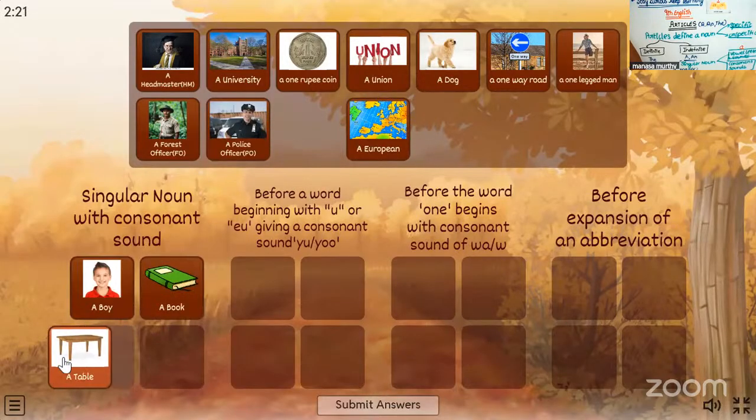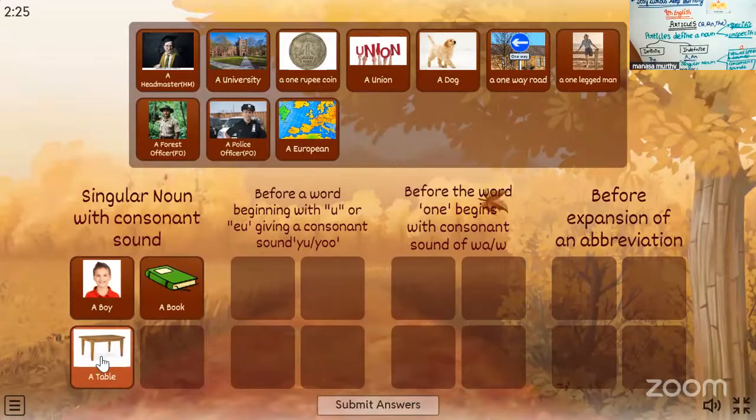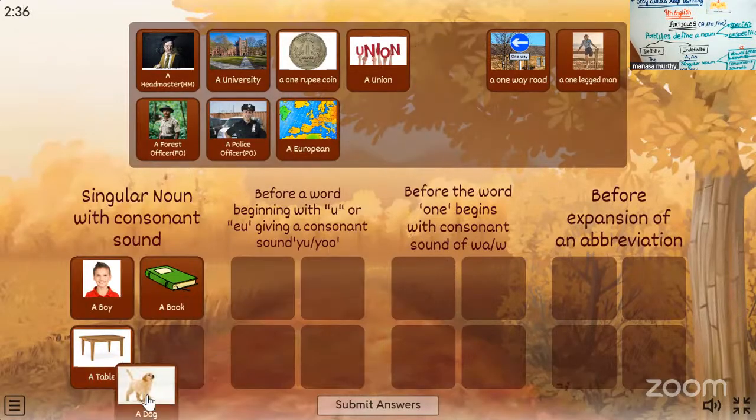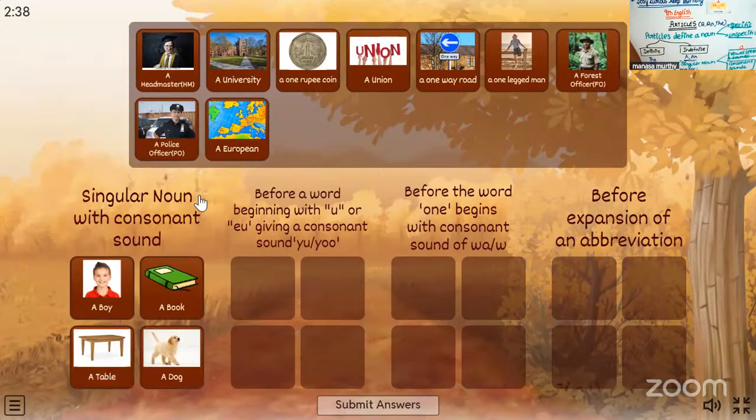Table. I hope you remember the phonic sounds of the letters that I have taught you. A few months back, we had been doing the phonic sounds of the various letters: vowel letters, consonant letters, digraphs. I hope you are in touch with that as well. Any other word? Correct. A dog. So for singular nouns with consonant sounds, we use article a.